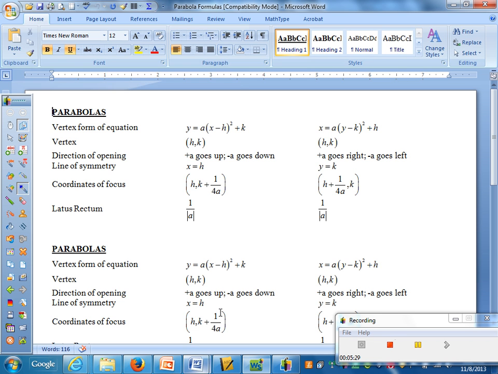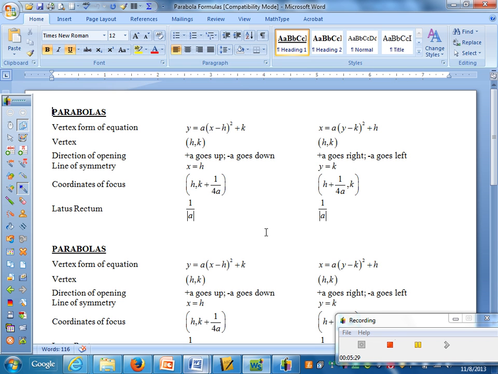The question is, why do I have two columns? This first column, they've got the top of the equations, y equals. That's our standard vertex form we've been doing for the last 2 weeks. What's different in the right-hand column? It's x equals. So therefore, what happens to the parabola if I switch to x and y?